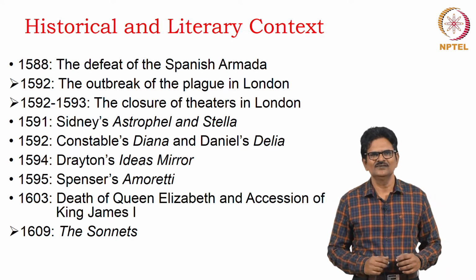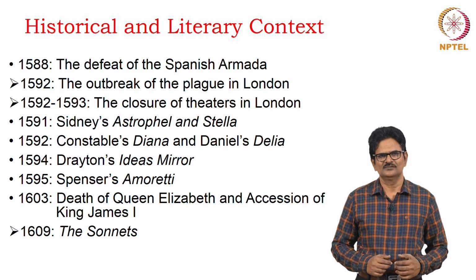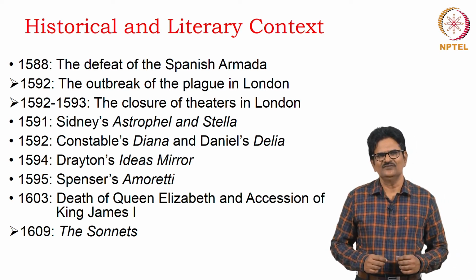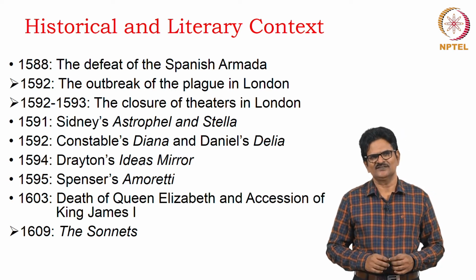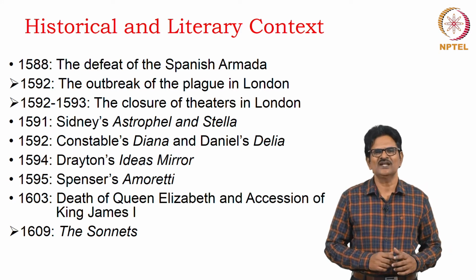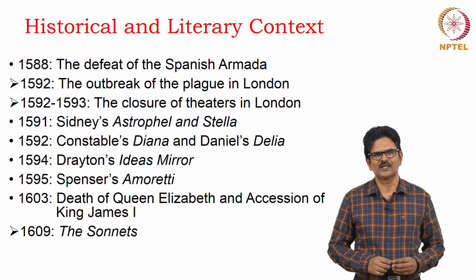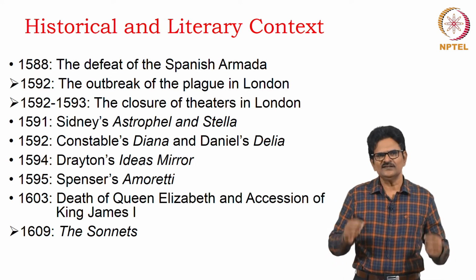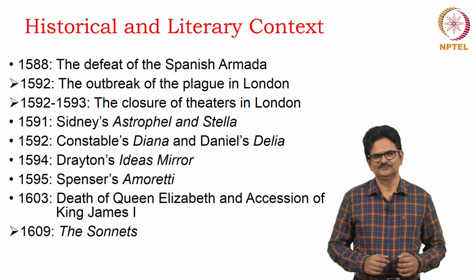Closely we have Spenser's sonnet sequence Amoretti, and soon after this, in 1603, we find the great loss in England: Queen Elizabeth died, and we see the change of monarchy from Queen Elizabeth to King James I. And only after this period do we find the sonnets published in 1609.